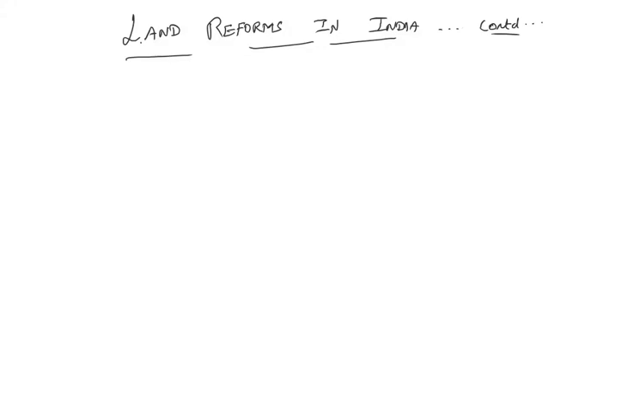So we'll continue with the land reforms in India. In the previous class, I've explained to you the meaning of land reforms. What is the main reason the government had to introduce the land reforms in the country? The main purpose is most of the poor farmers were exploited by the zamindari system and other types of intermediaries introduced by the British government.